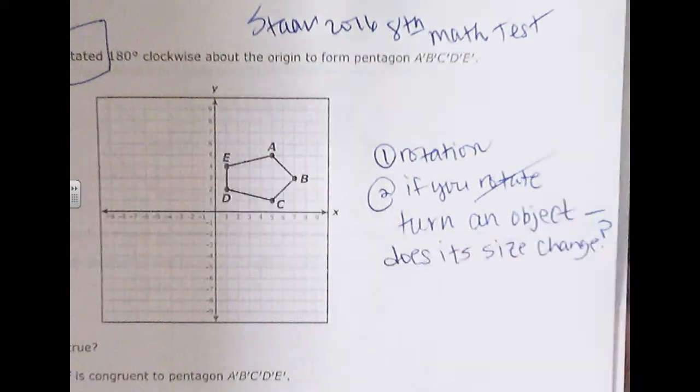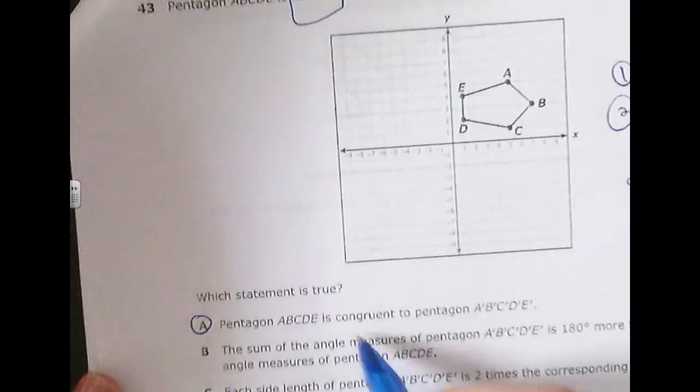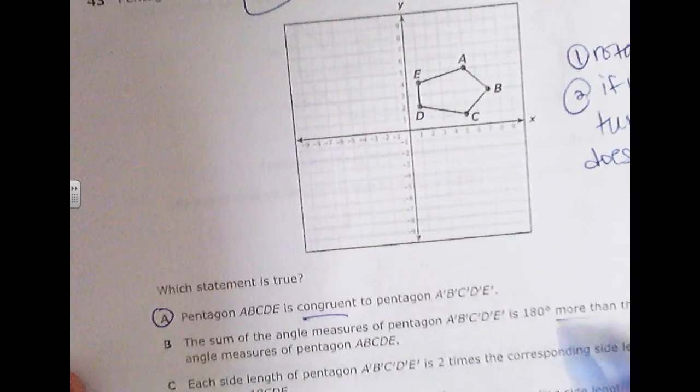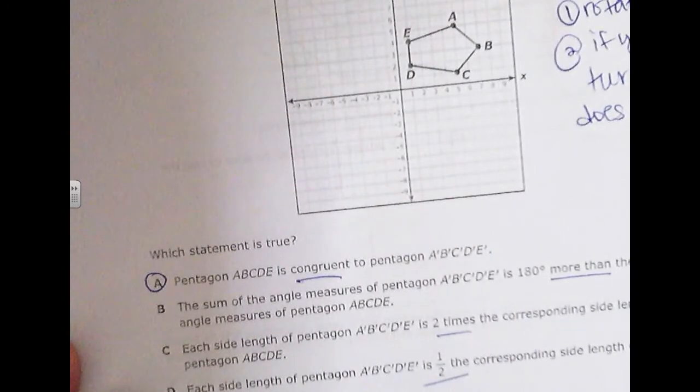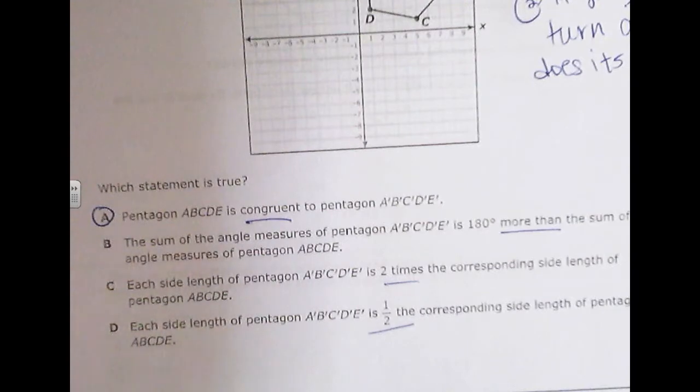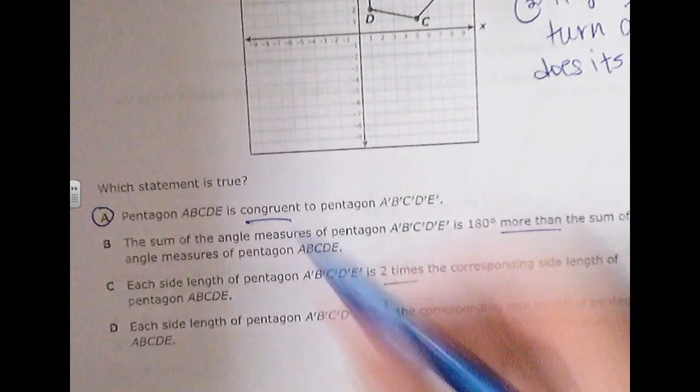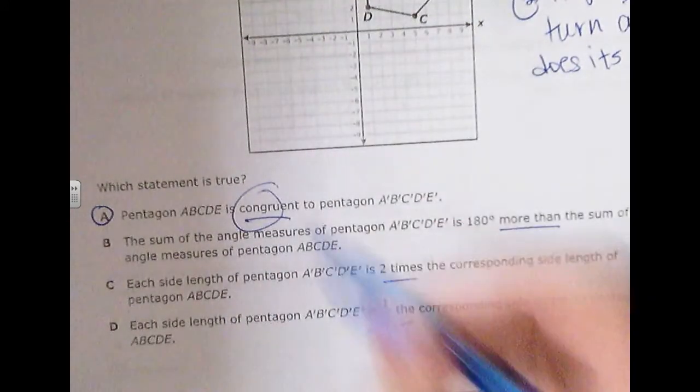So if you look at the answer choices down here, it says congruent. It says more. It says twice. It says half. I didn't cut my pen in half. Nothing happened. The answer's A. What does congruent mean? Same size, same shape. How about the word equal?